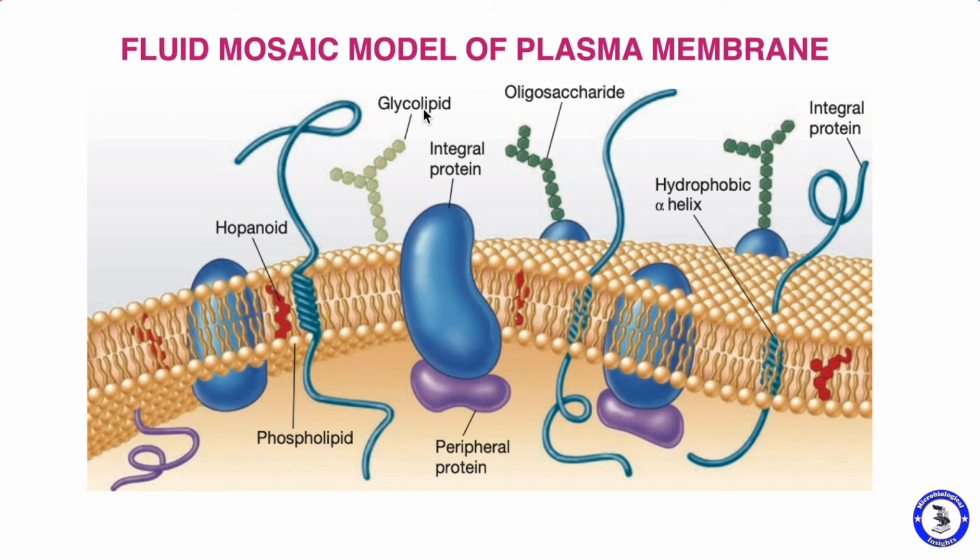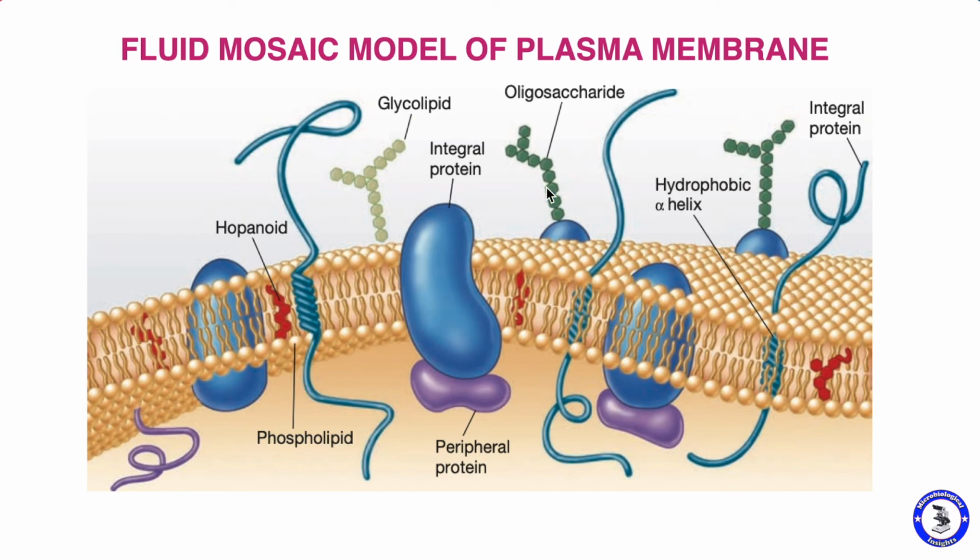You can see the glycolipid here. Glycolipid means if a carbohydrate molecule comes and attaches to the lipid molecule, we can call it a glycolipid. Here one oligosaccharide is here, no? So it is also a carbohydrate. If the carbohydrate molecule comes and attaches to the surface of a protein, we can call it a glycoprotein.